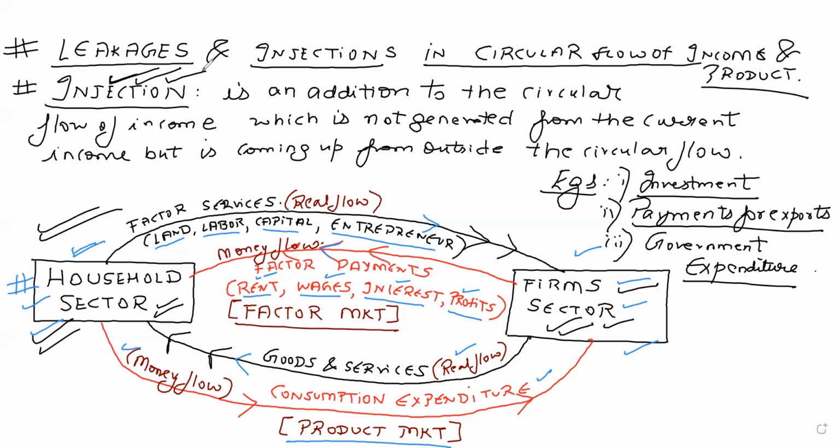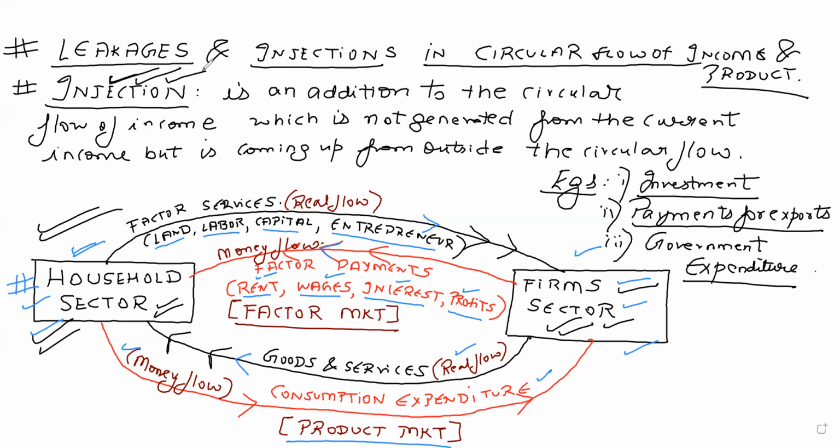Second point, not only we are buying from the foreigners, foreigners are also buying from us. Since they buy from us goods and services, they make payment for the goods and services. Again, this payment made by the foreigners is an additional income added to the current flow of income between the households and the firms. Hence, it is an injection.